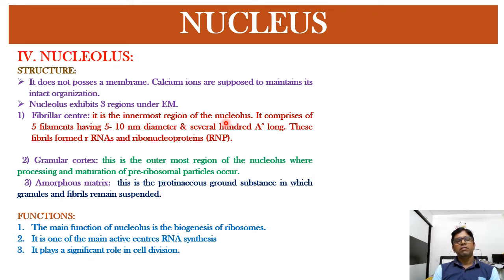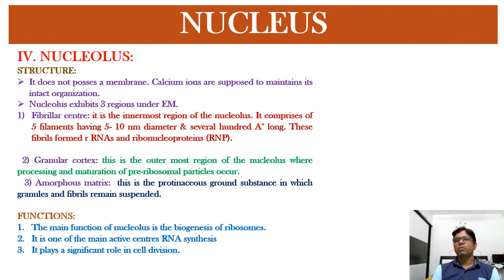And the nucleolus plays a significant role in cell division. During prophase, the nucleolus disappears, and at the end of telophase, it reappears. So these are the three main functions of the nucleolus. It synthesizes ribosomes, it synthesizes RNA, and it plays a significant role in cell division.